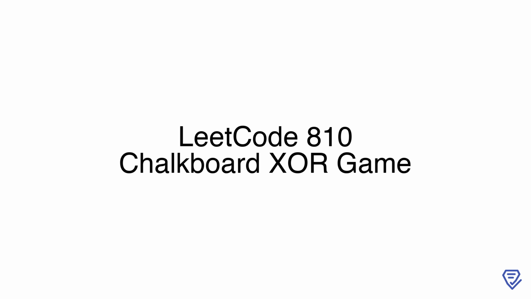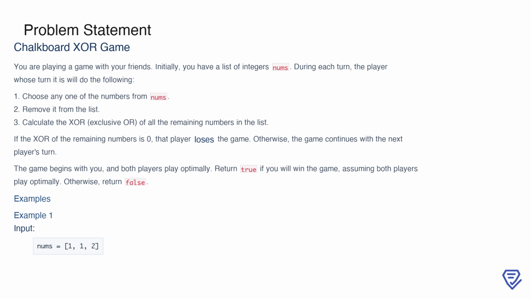Let's get started. In this game, you and your friend take turns choosing numbers from a list called nums. Each turn, the current player selects one number, removes it, and calculates the XOR of the remaining numbers in the list. The critical rule is that if, after calculating the XOR, the result is 0, the player who just made their move loses the game. If the XOR is not 0, the game continues with the other player's turn.